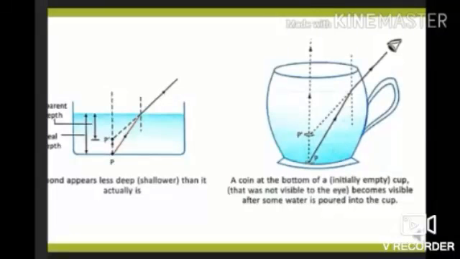Now you can see in the picture. In the first picture, a pond appears less deep than it actually is. Second, a coin at the bottom of a cup, not visible before, becomes visible after some water is poured into the cup. In both diagrams, we can see that it is the bending of light rays away from the normal as they move from an optically denser medium to an optically rarer medium that is responsible for our observations.